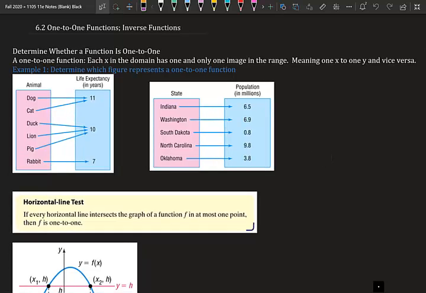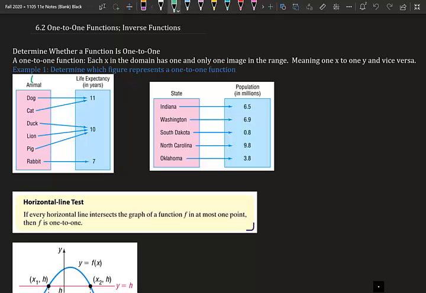6.2 one-to-one functions and inverse functions. Determine whether a function is one-to-one. In a one-to-one function, each x in the domain has one and only one image in the range, meaning 1 x to 1 y and vice versa. So we're going to determine which figure represents a one-to-one function. So only one x goes to one y goes to one x.